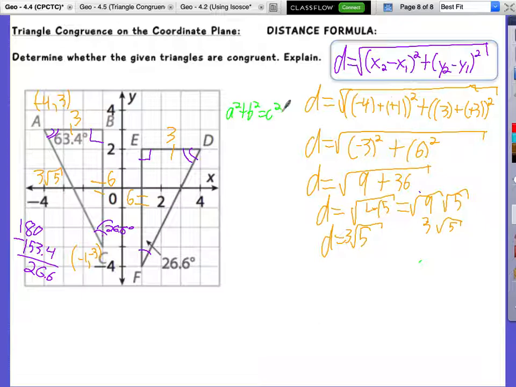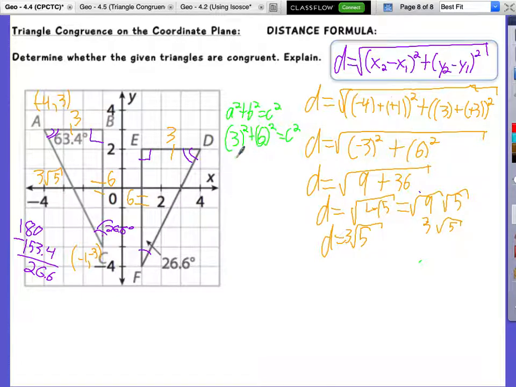I don't see an a, b, or c on there. Where do those come from? Your hypotenuse is your c, and the other two sides are a and b. Does it matter which one's a and which one's b? No. So I'm going to pick 3 as a, square it, and 6 as b, square it, and it's going to equal our c squared, the hypotenuse that we're trying to find.